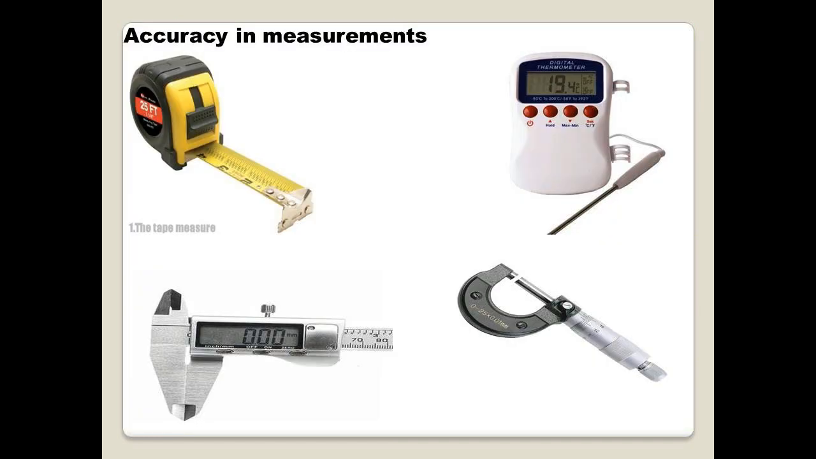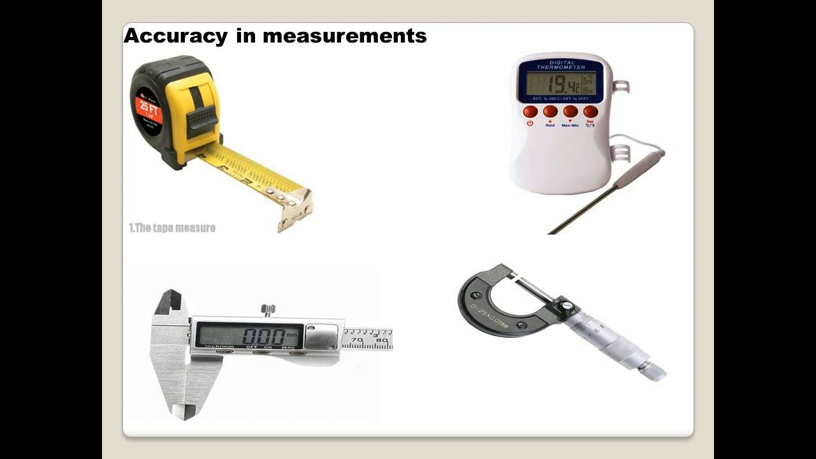Accuracy in measurements. When measuring physical quantities, accuracy is important. Accuracy represents how close a measurement comes to the true value. It is important in our daily life. You might have seen in jewelry shops how accurately they measure gold. What will happen if a little more salt is added to food while cooking? So it is important to be accurate when taking measurements.